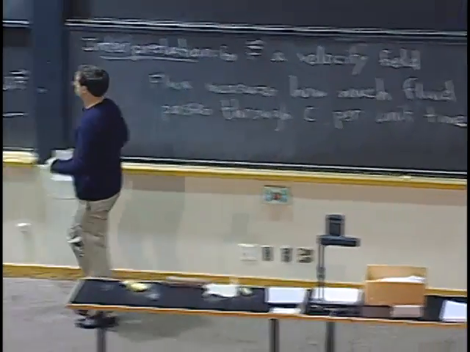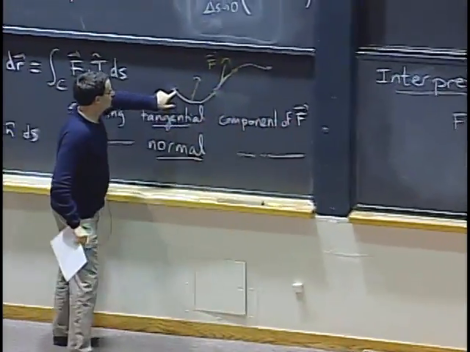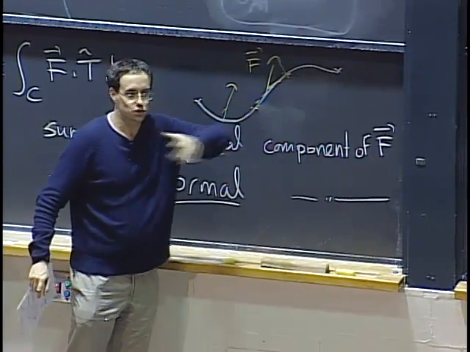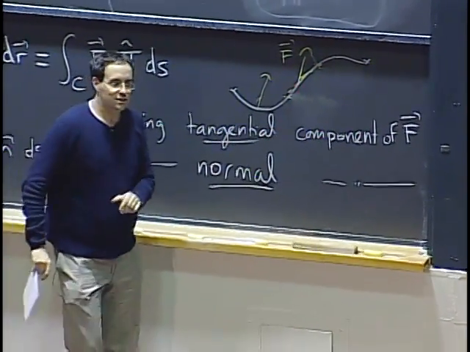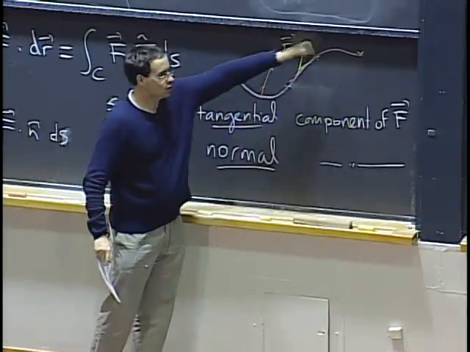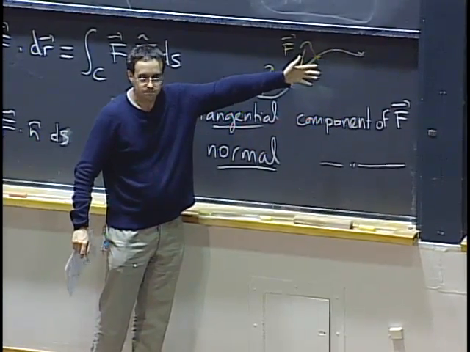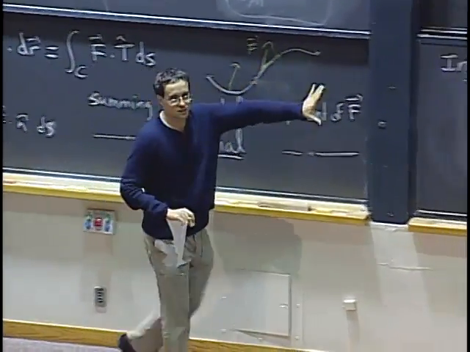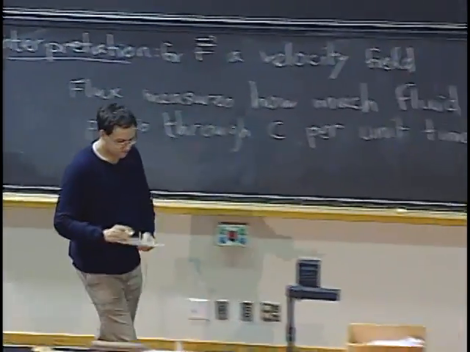If you imagine that maybe you have a river and you're somehow building a dam here, but a dam with holes in it so that the water still passes through, then this measures how much water passes through your membrane per unit time. Okay, let's try to figure out why this is true. Why does this make sense?